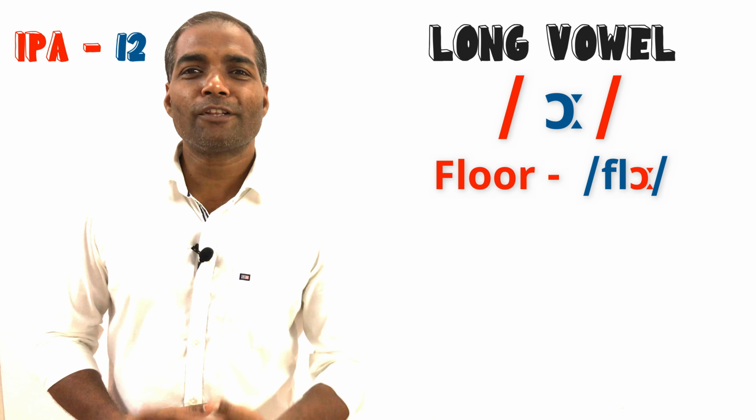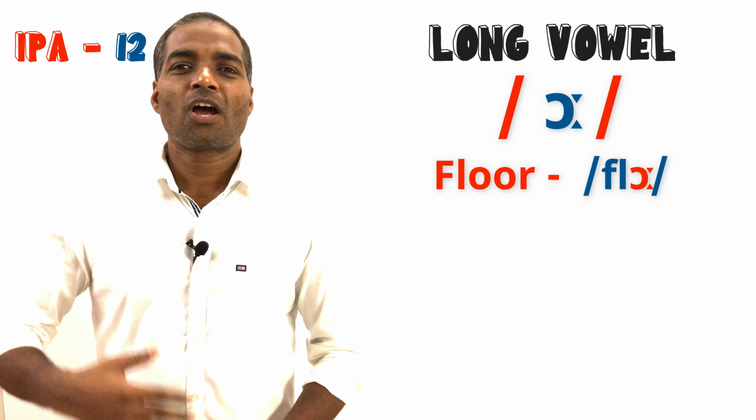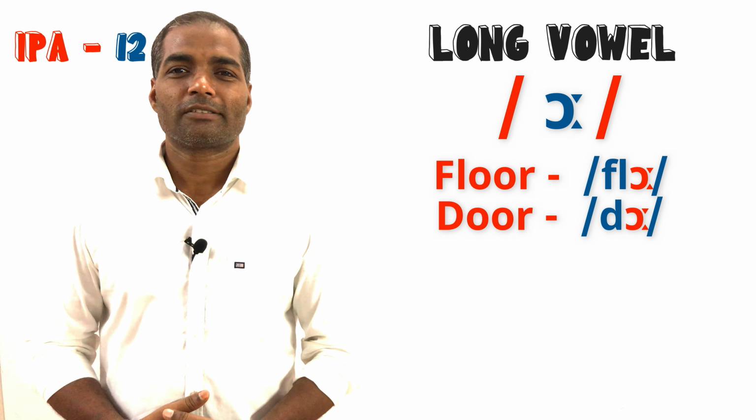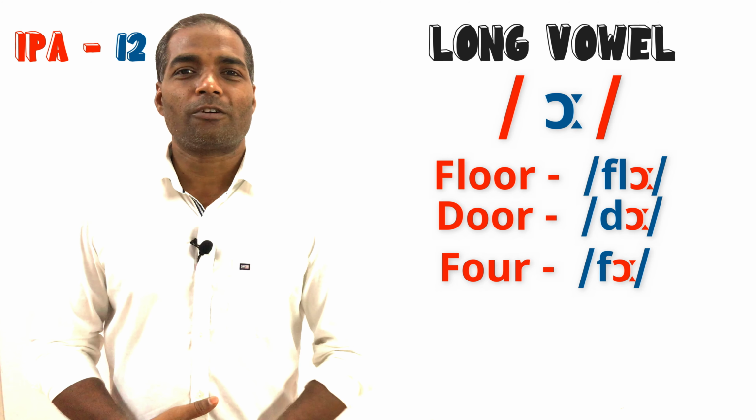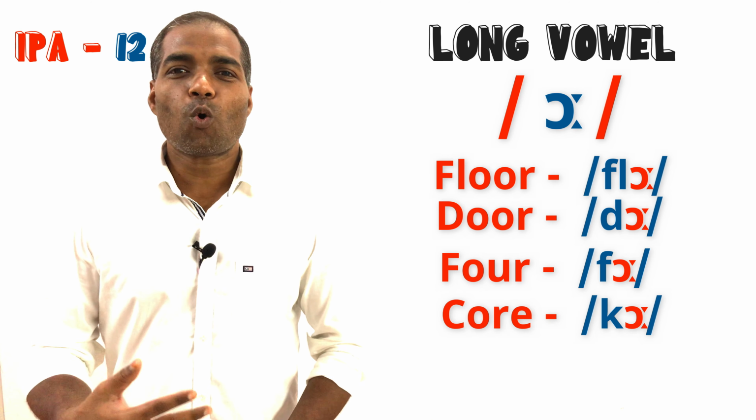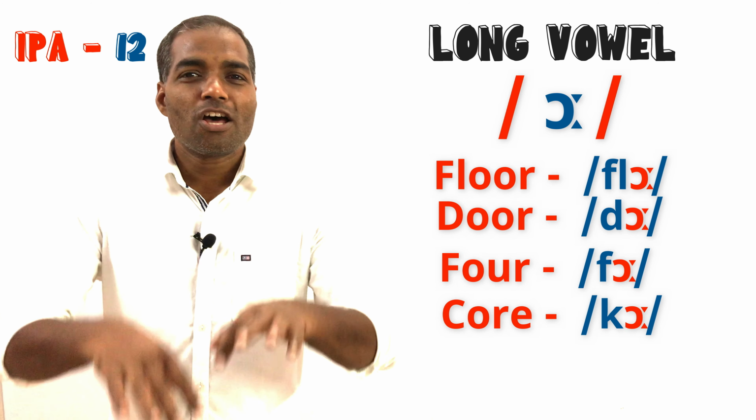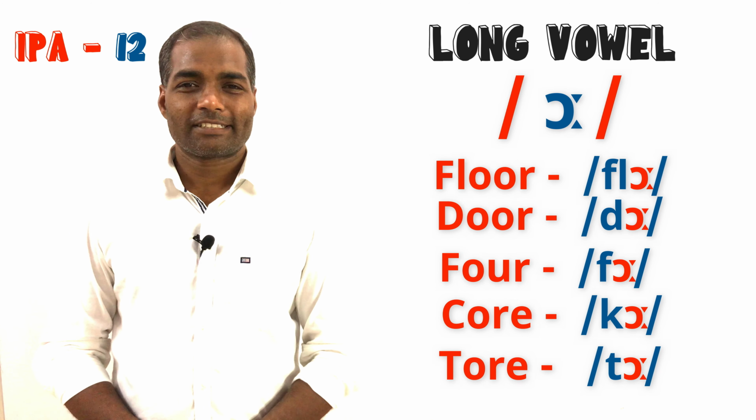Example words: floor, door, four, core, door. Diphthongs. There are 8 diphthongs in the English language.